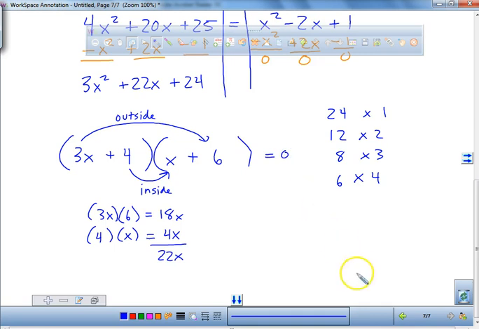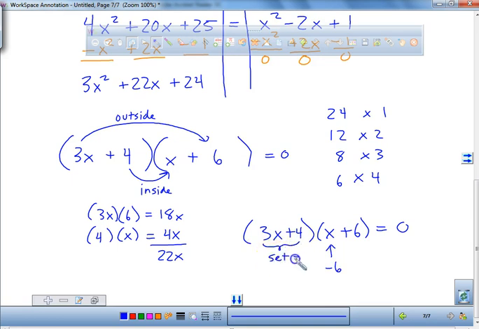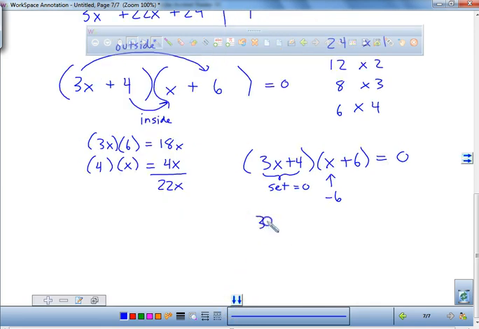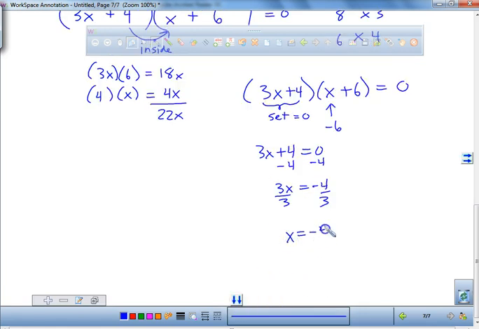We're setting this equal to 0. So here's our final factors: 3x plus 4 and x plus 6 equals 0. What number could I plug in there? -6. This one's a little bit harder to see, so you have to set this equal to 0. 3x plus 4 equals 0. I'm going to take away 4 from both sides. Divide both sides by 3. x equals -4 thirds.